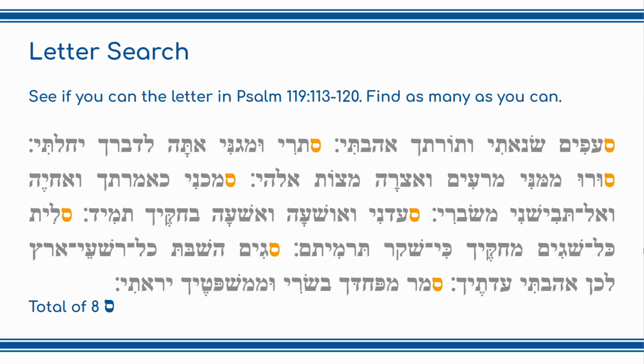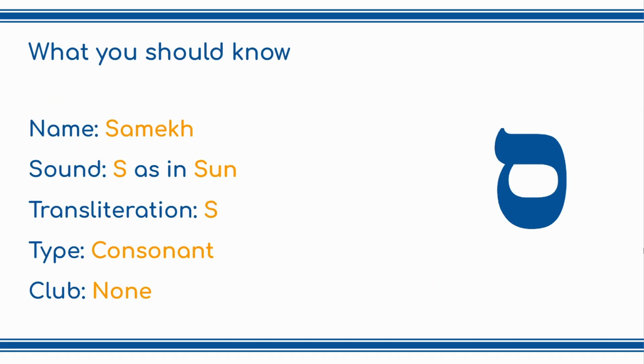Okay? So moving on, this is what you should know before going to another lesson. You should know that this letter is called Samekh, and it has an S sound like in the word sun. It's transliterated with an S. The type of letter it is a consonant. And the club, lucky for you, it's not part of anything, so you don't have to learn anything else with this letter. You just have to know the sound and what it looks like.